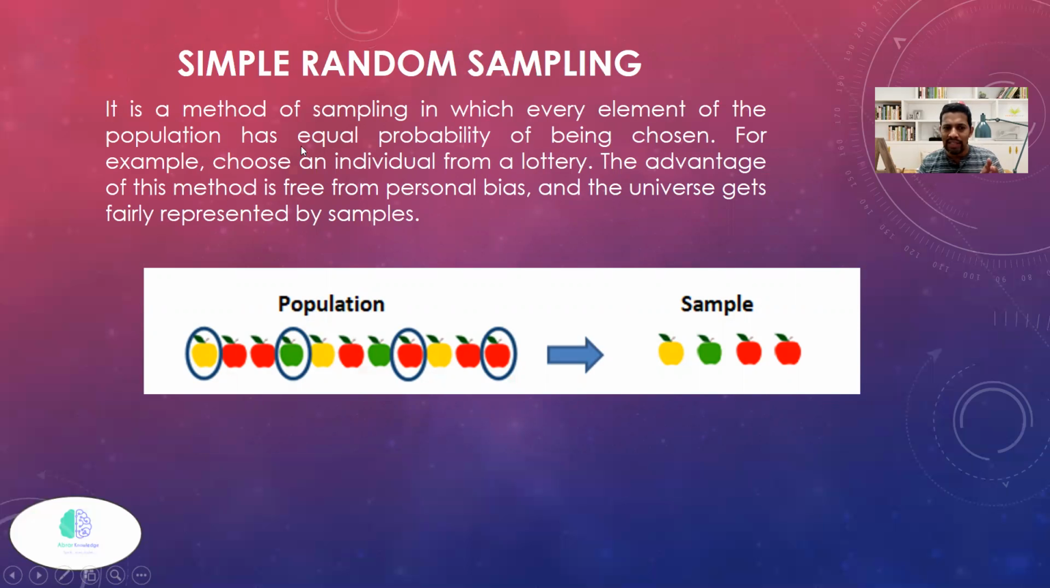In this case, it is a simple method in which every element of the population has an equal probability of being chosen. So you just take everything and choose from it. The advantage of this method is that it is free from personal bias. The universe gets fairly represented by the sample. Whatever sample you take is a true representation of the population.